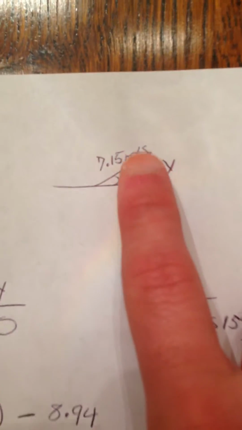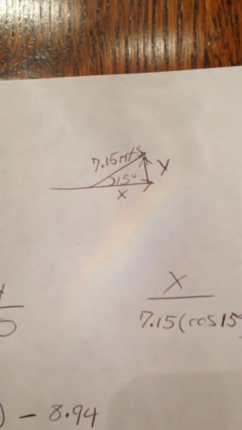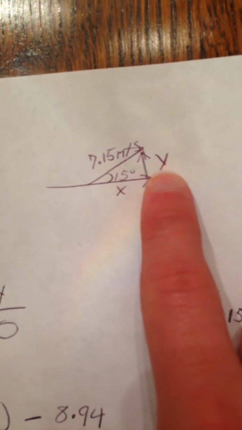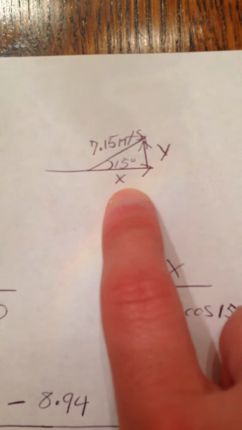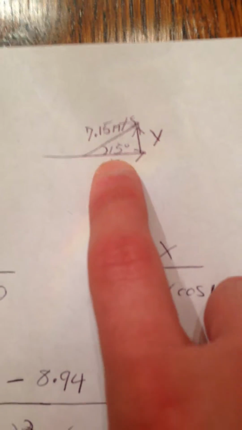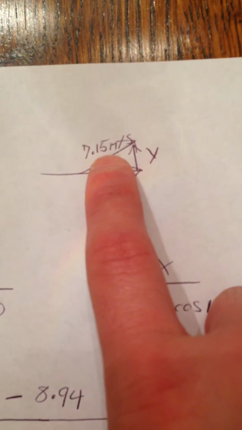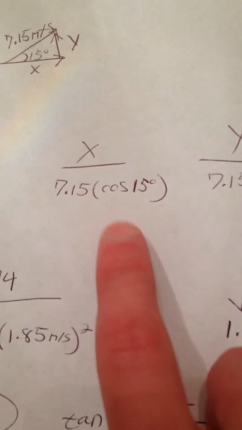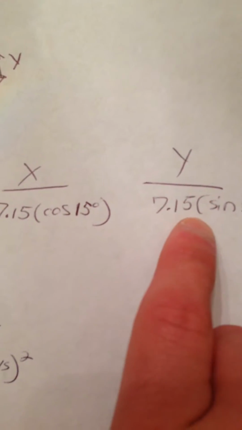This, again, has both an x and a y component. So for the y, it would be sine because it's opposite of this. And for x, it's cosine. And of course, both of them are multiplied by 7.15. So that would be the x, that would be the y.